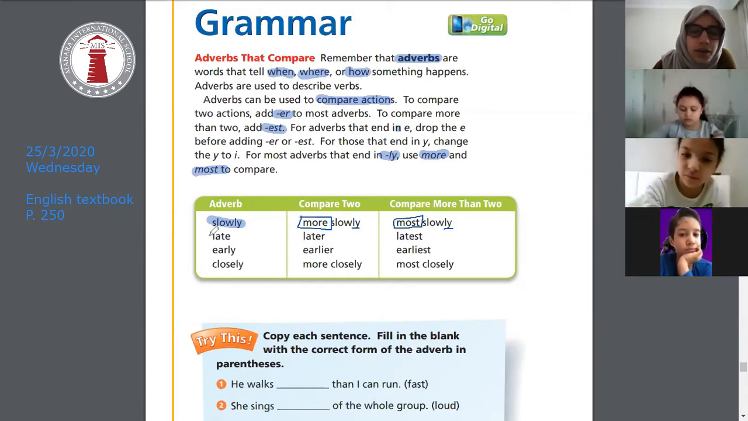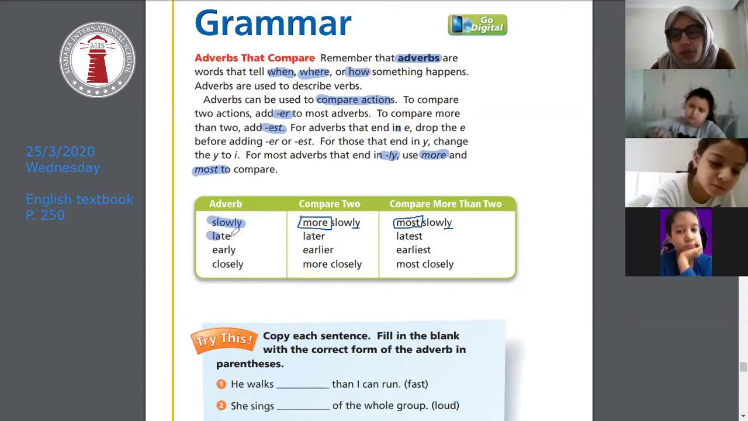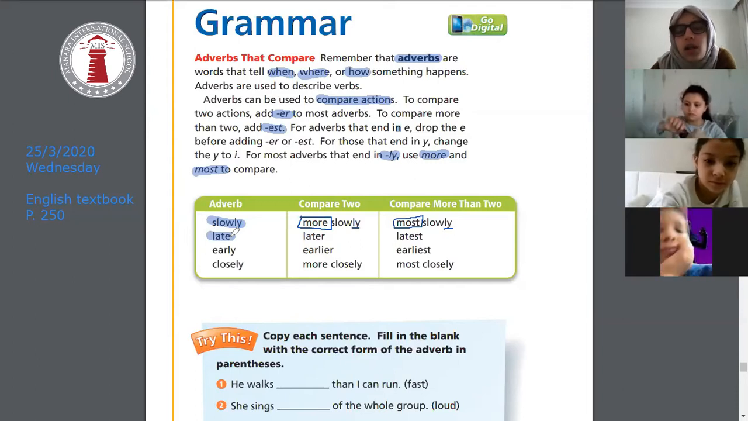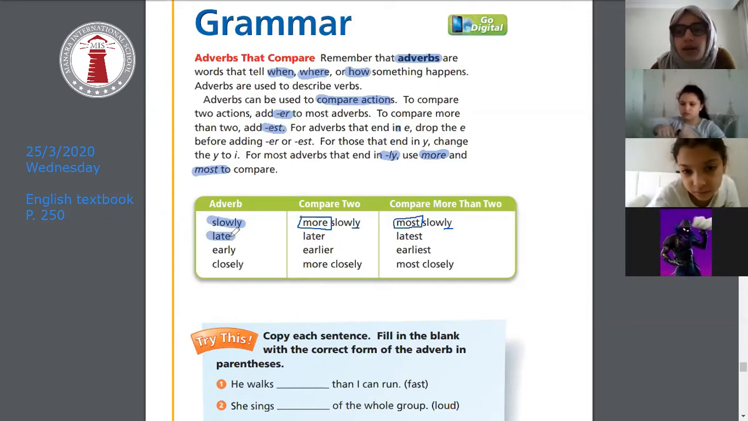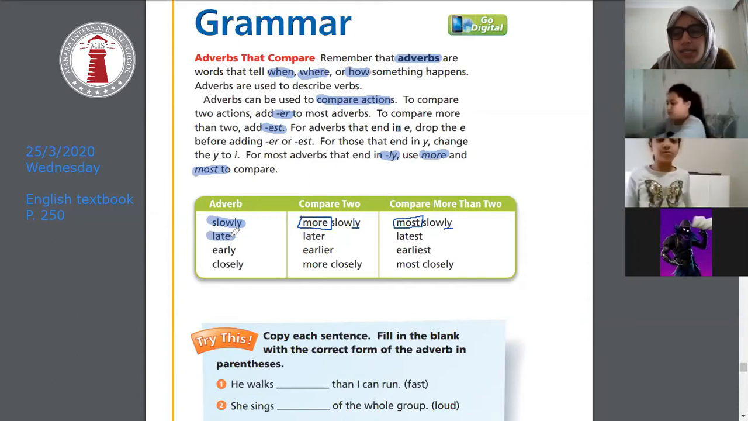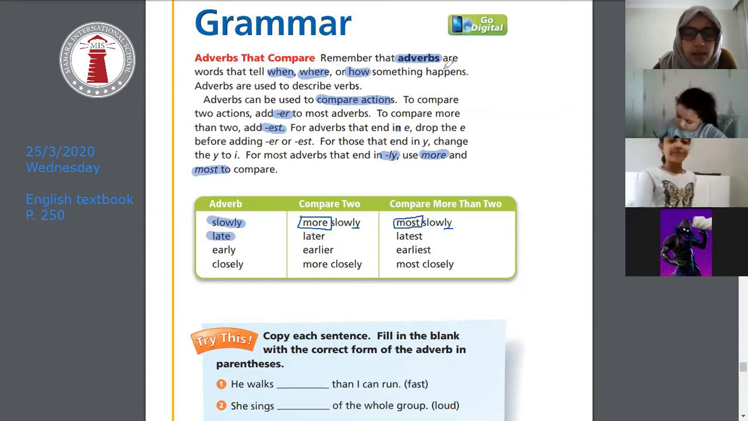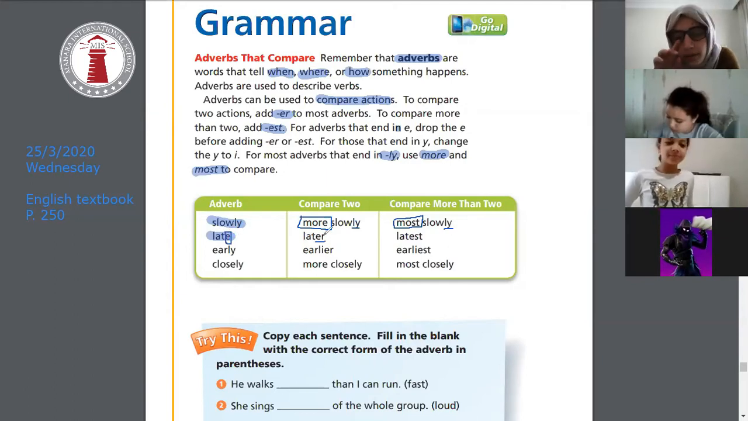Another adverb is late. Late is an adverb because it answers when. So for example, when did you go to the meeting? I went late. So late here is an adverb because it answers when. Notice here how we added er. We have an e already in late, so we only added the r. And if you're comparing more than two actions, you will add est.